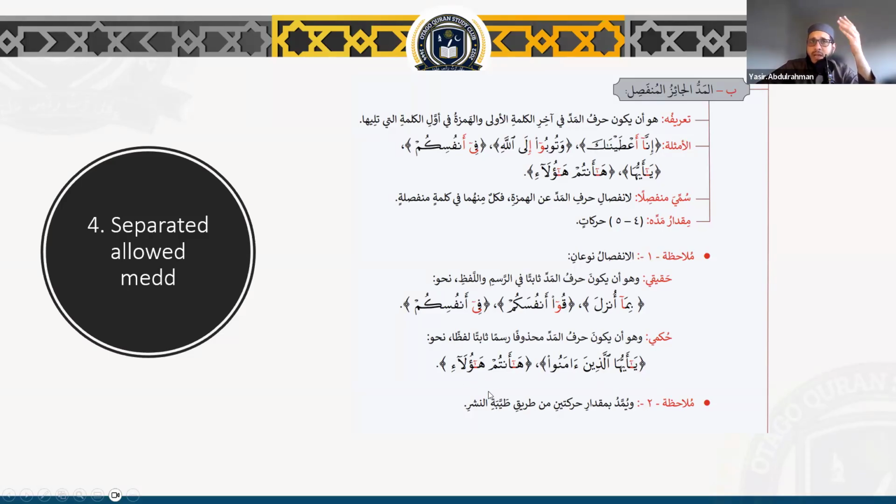Ha'ula is actually 2 words. Ha'ula. But it's written in the Mus'haf as one word. Ha'ula. So that's why this med is a separated med. It's not the other type of med, which is the med al-wajib al-muttasil, the connected compulsory. This is the separated optional or allowed. So that's why the word هؤلاء, some people read it هؤلاء. If you hear that, that's okay. For them, that's okay, because the first med is a separated med. The second one is not. The second one is part of the same word, which is أولاء.